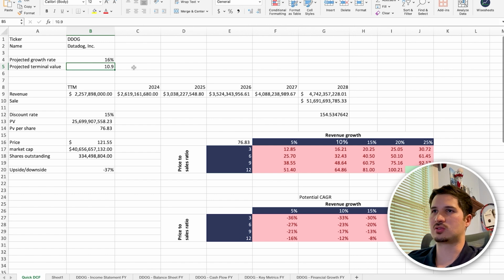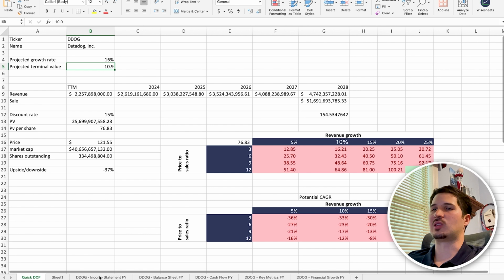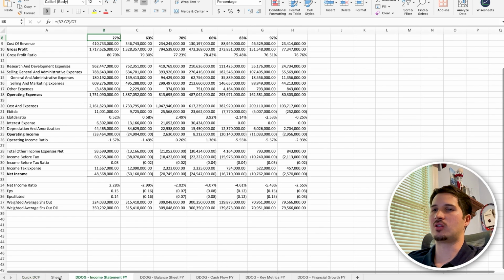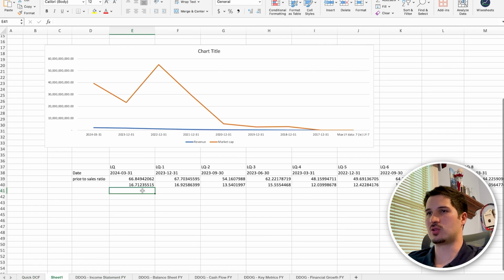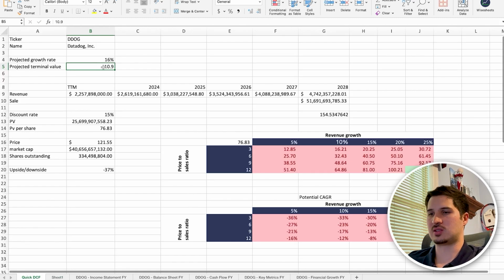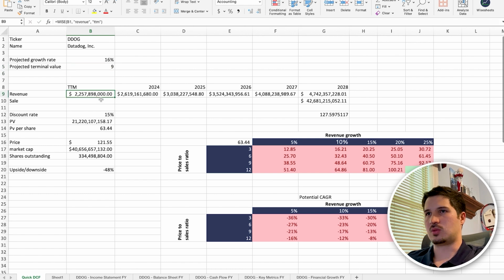Okay, projected terminal value. One that I really like to do is the lowest one. Even though sometimes it's not the most realistic, the lowest we had here was like 9. So let's just start with 9. Let's see what 9 gives us. So we have this, and then we have the calculation right here. $127. Okay. The discount rate.